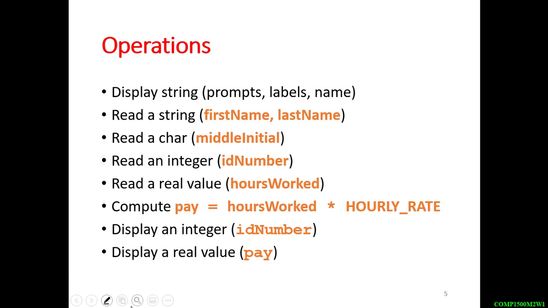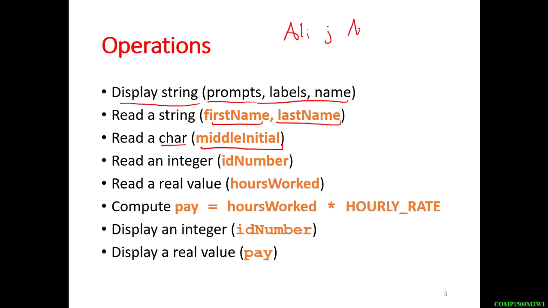As you can see, we display a string saying, please enter your initials and name. Please enter your initials and your family name. So these are displaying a string. So we read a string, which is the first name and the last name. Then we read a character, which is the middle initial. So if you see in our example, it was Ali J Al-Ma'mari.